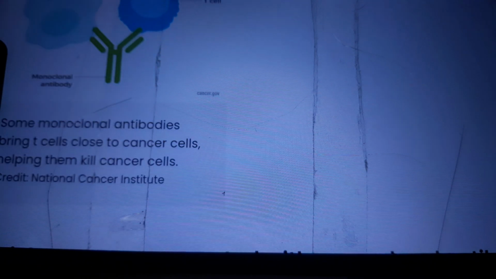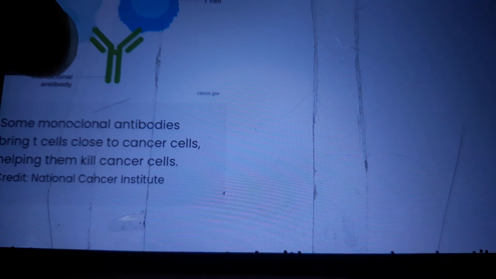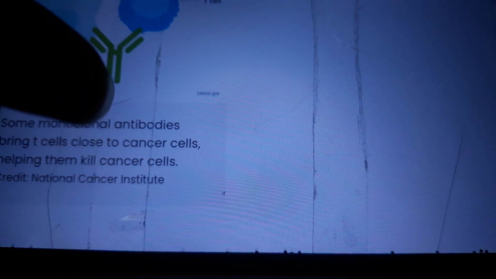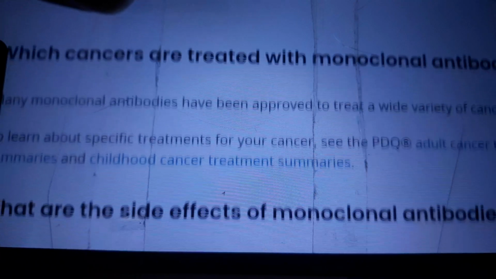Now you have a picture of monoclonal antibodies bringing T cells close to cancer cells. The T cell and the cancer cell, monoclonal antibodies bring them close, helping them to kill cancer cells. Credit goes to the National Cancer Institute for this illustration.